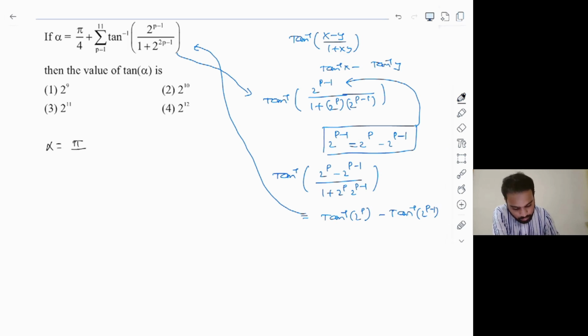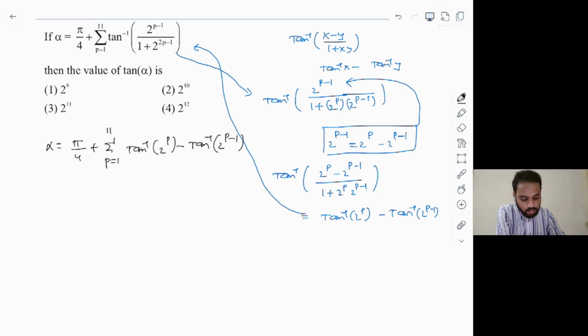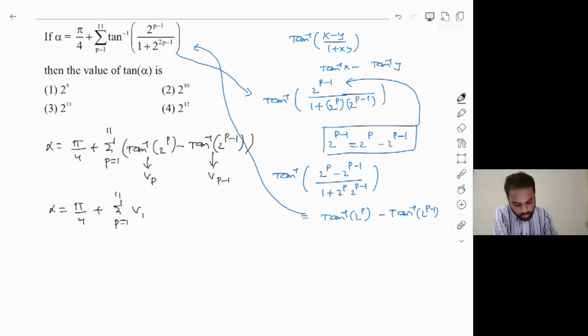Alpha is equal to pi divided by 4 plus sigma p equals 1 to 11 of tan inverse of 2 to the power of p minus tan inverse of 2 to the power of p minus 1. Now it is a simple concept of telescopic summation. If I take this as Vp, this is going to be V(p minus 1). And now the question changes to directly alpha equals pi by 4 plus sigma p equals 1 to 11 of Vp minus V(p minus 1).